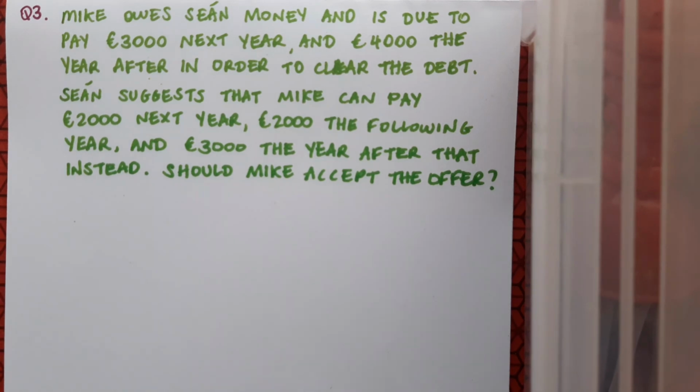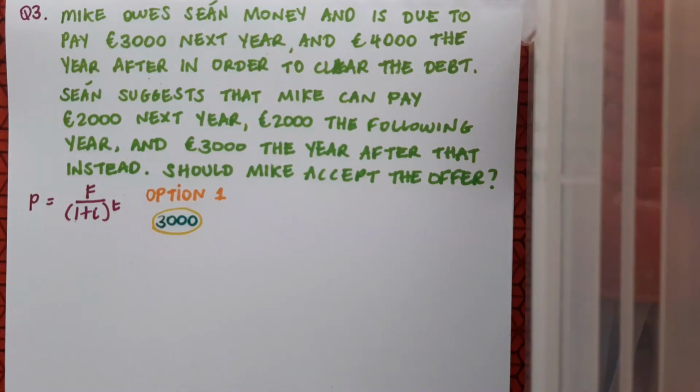So again, in this question, on the face of it, it looks like Mike is paying Sean €7,000 either way. However, if we take each amount and bring it back to its present value, we can then more accurately compare and see whether Mike is getting a better deal with the first option or with the second option. So let's start by making a note of our formula. So let's examine option 1.